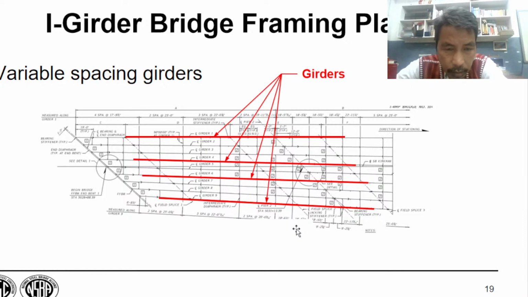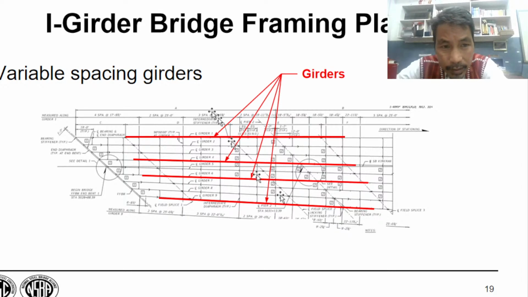There are so many girders, but it only shows 4 of them. So how many girders are here? 9. There are 9 actual girders here, but it only shows you 4.